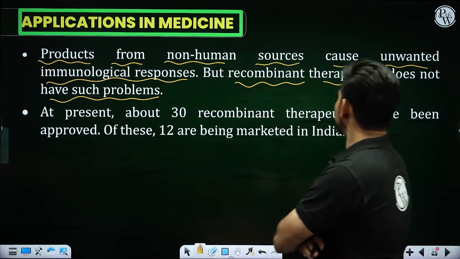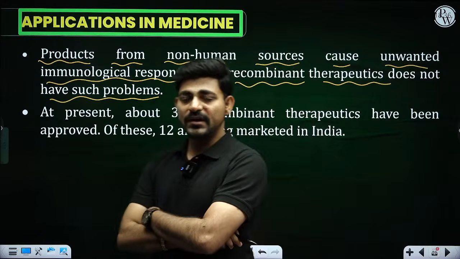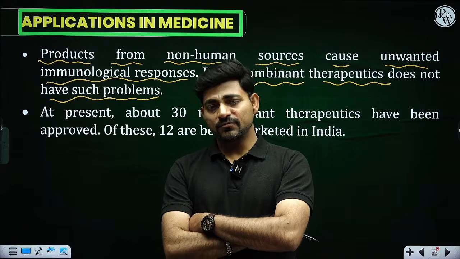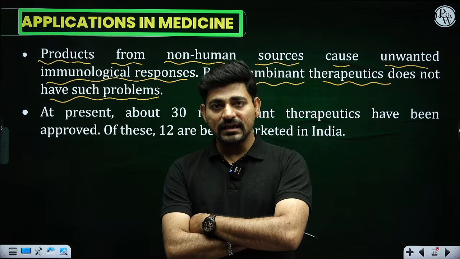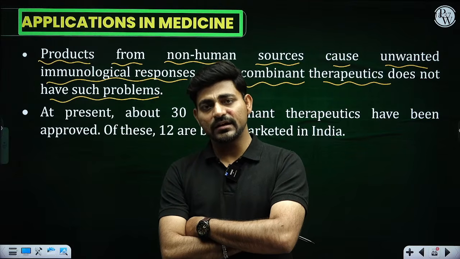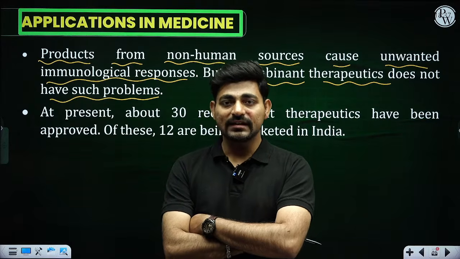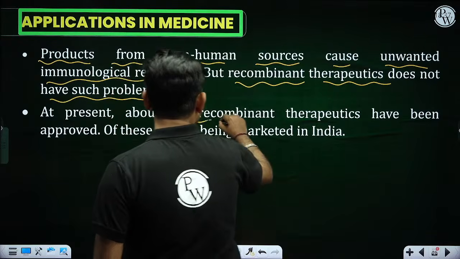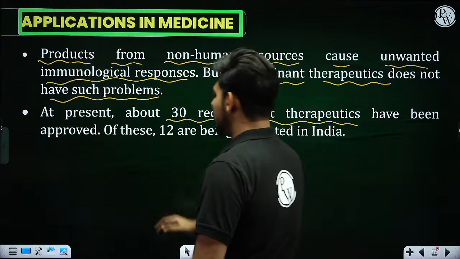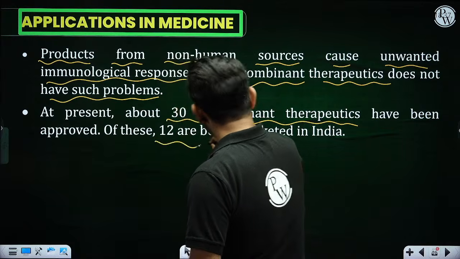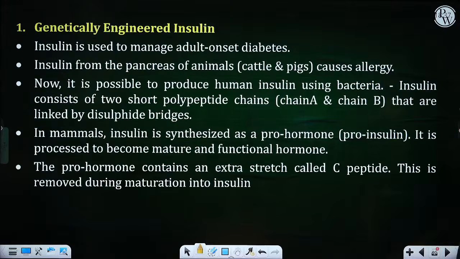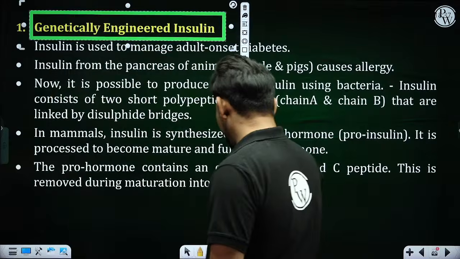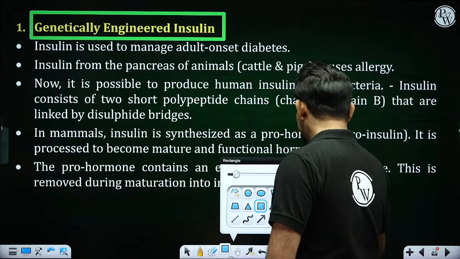So genetically modified organisms were prepared, genetically modified E. coli bacteria were prepared by a company called Eli Lilly, and for the first time they successfully prepared human insulin in lab conditions. At present about 30 recombinant therapeutics have been approved, and of these 12 are being marketed in India.